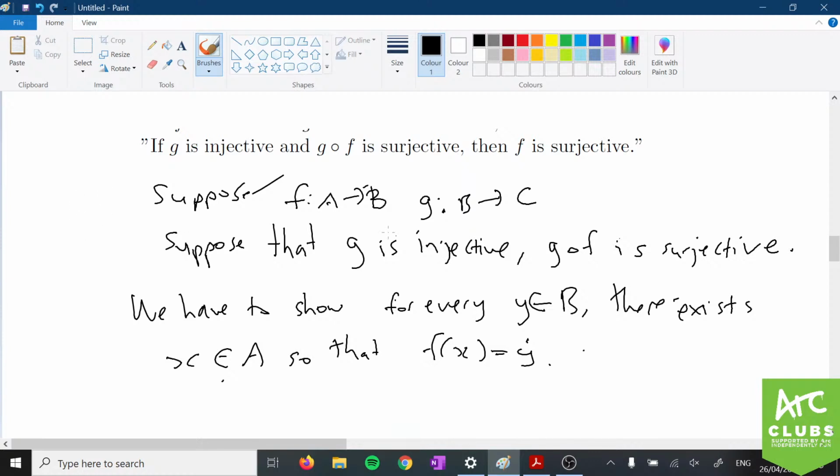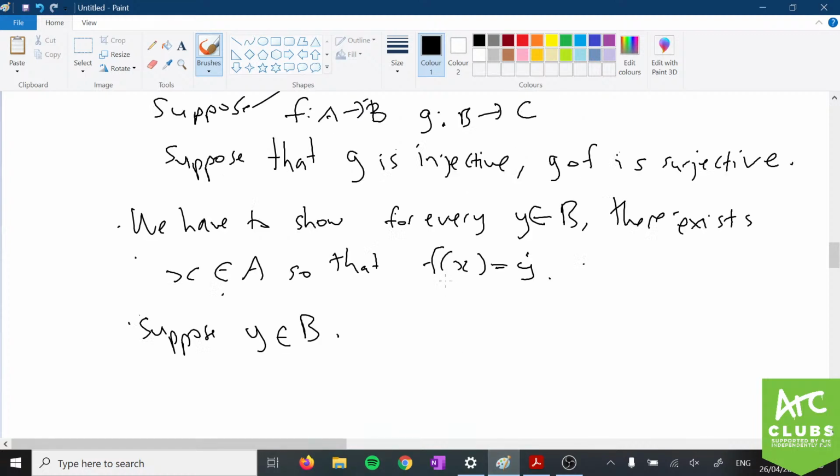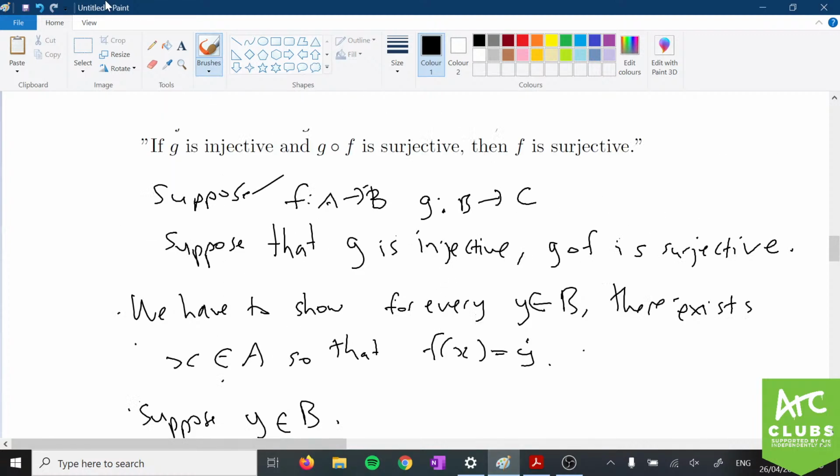So we have to suppose y is anything, y is in B. And we have to just find x so that f of x equals y, where x is in A. Now, we have to use our facts that we supposed before. The facts, I'll just scroll up, are that f is a function from A to B, g is a function from B to C, and g is injective, and g composed with f is surjective.